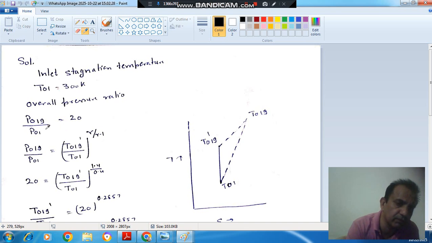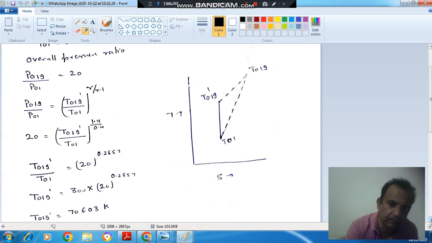It is given that the initial stagnation temperature is 300 Kelvin and the pressure ratio is 20. So P019 by P01 is 20. Using the isentropic relation, P019 by P01 is equal to T019 dash by T01 raised to gamma by gamma minus 1, we can find out T019 dash because we know the pressure ratio and T01. So T019 dash comes out as 706.03 Kelvin.